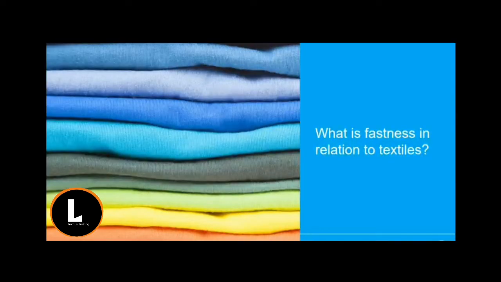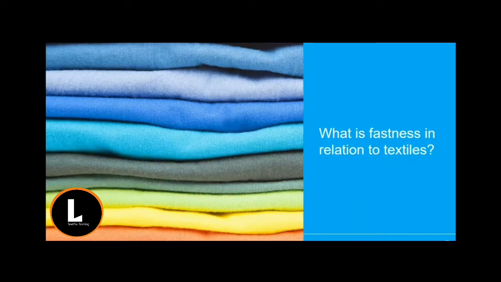So firstly, what is fastness in textiles? When we talk about fastness in textiles, we are predominantly talking about colour fastness. Colour fastness can be defined as the resistance of a fabric to change in any of its colour characteristics and to the transfer of its colorants to adjacent materials during end use.